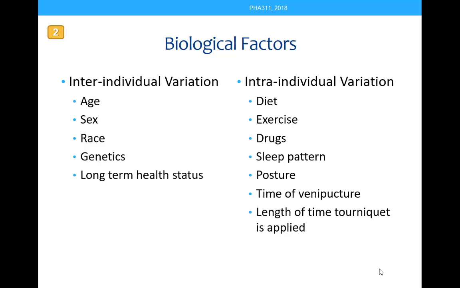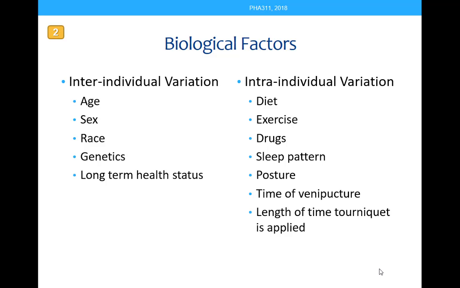When you are lying down or sitting, the blood is flowing into your veins and arteries. If you stand up, a lot of blood gets pooled into the veins of lower legs. Almost 600 to 700 ml blood gets pooled into the lower limbs. If you take blood sample, then the concentration of certain substances may have changed. So posture is also very important. Time of venipuncture, length of time tourniquet is applied. You know, tourniquet is applied to make the veins more prominent. And if you apply the tourniquet and you forget to remove it, or you take it long time before you take the blood sample, again it could lead to variation in results.